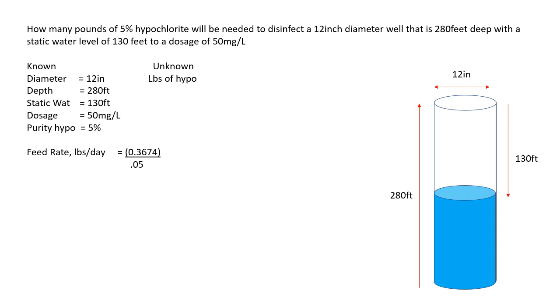So when you do the math on the top, all your multiplications, you get 0.3674. Now we're going to divide that by the percent purity as 0.05. And our answer is 7.35 pounds. So this is basically just a volume problem and a pounds problem. It's pretty easy. Let's get into another one.